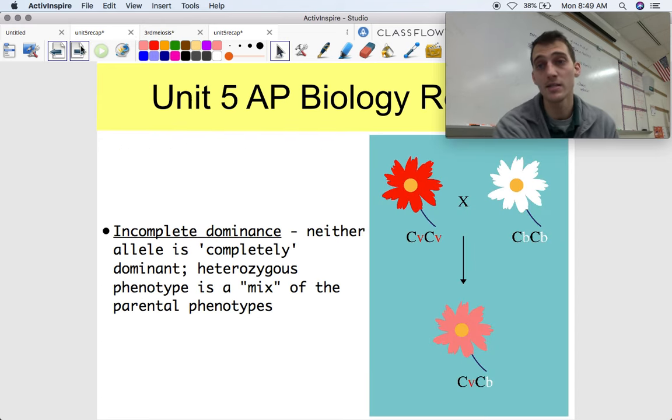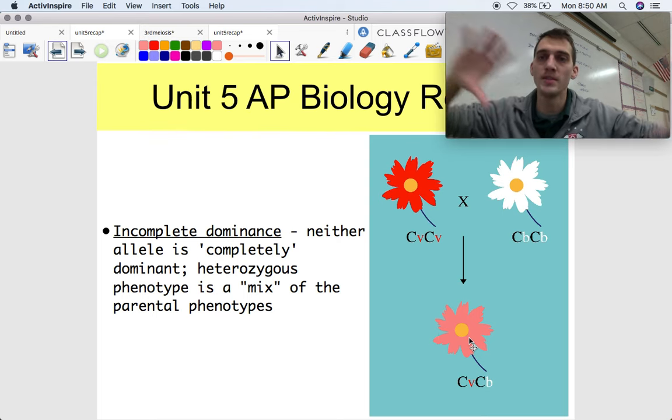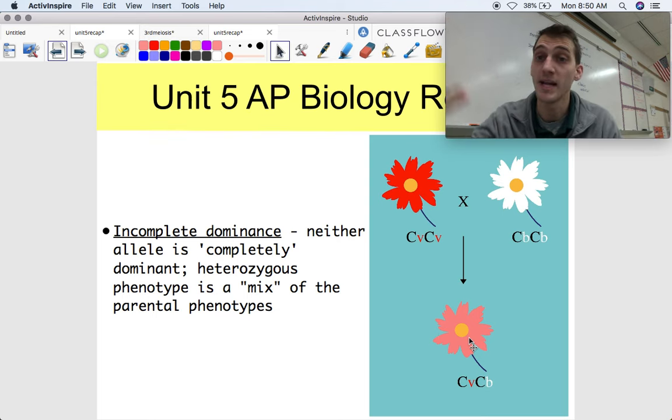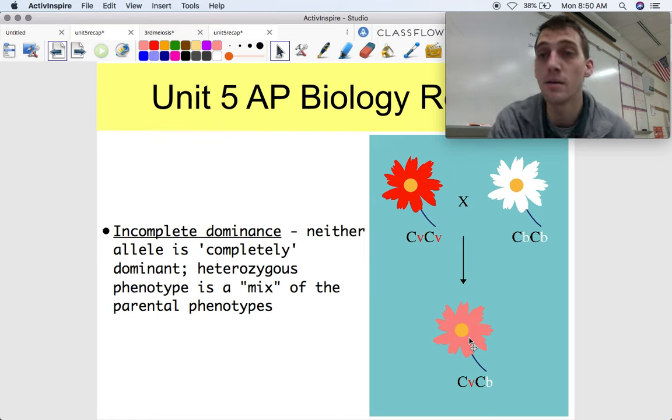So incomplete dominance is the first example of when Mendelian traits are wrong. Neither allele is completely dominant, or a heterozygous phenotype is a mix of the parental. So if I have a red flower here and I cross with a white flower, I get a pink flower. And this is what most people think of when they talk about genetics, right? The offspring are always going to be some kind of mix of the parents, but that's not necessarily true. This is only true for incomplete dominance. And several traits that even humans have exhibit incomplete dominance. But this red, white, pink flower, I think these are called four o'clock flowers, exhibits this property very well.